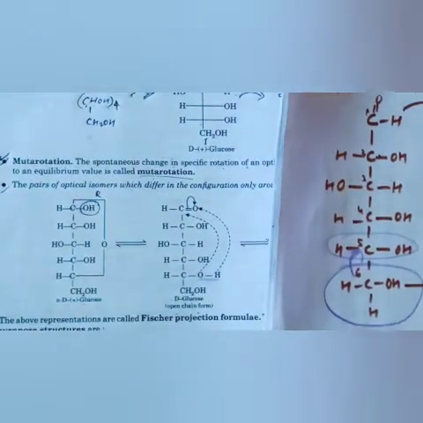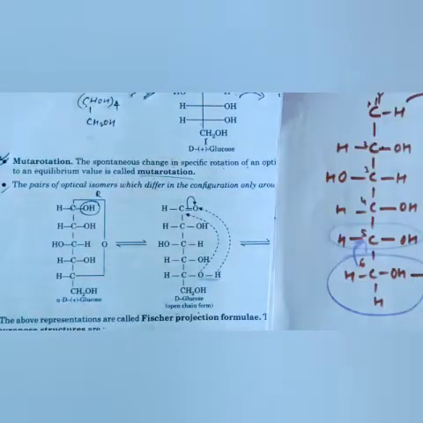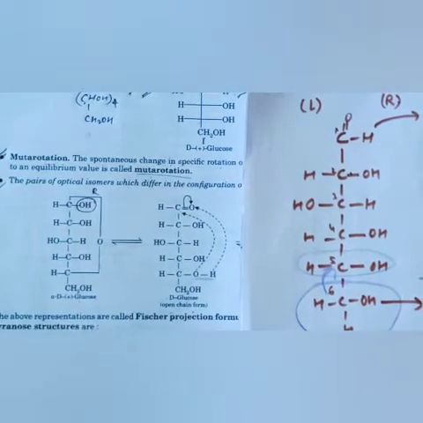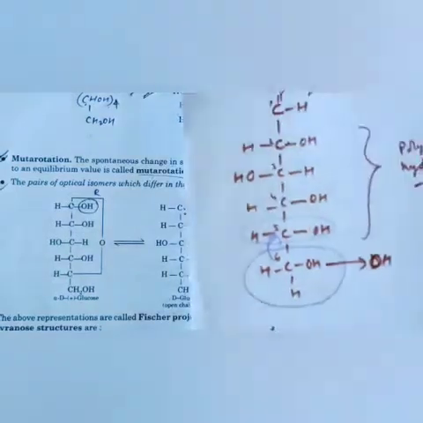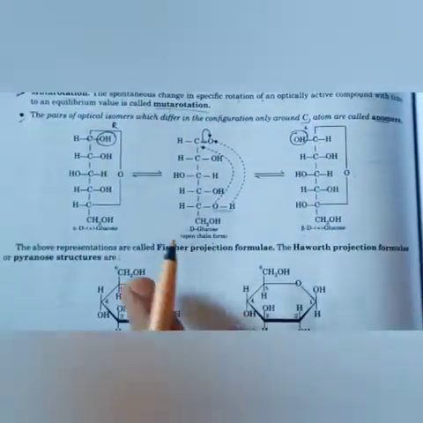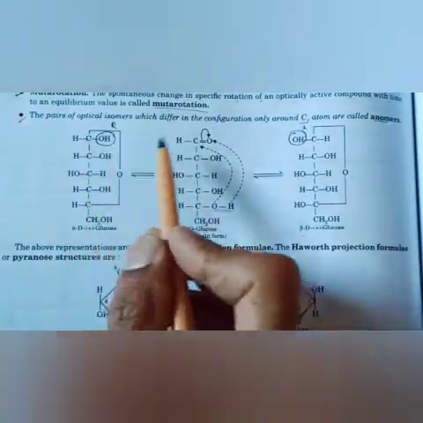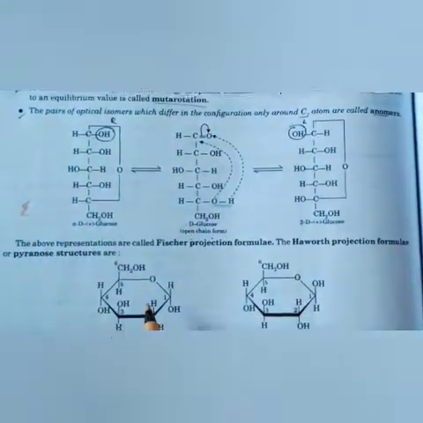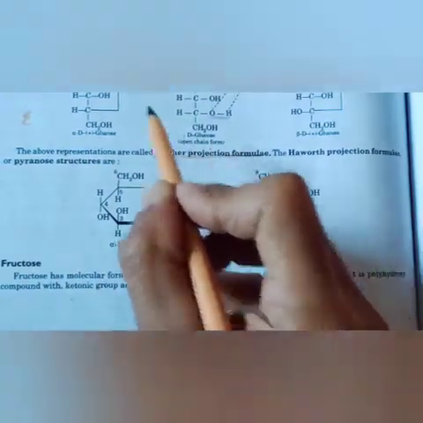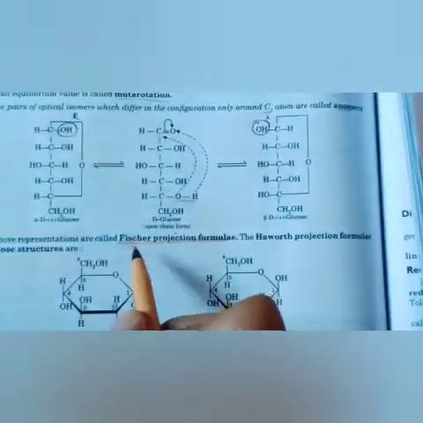Dear student, why I am taking this structure of glucose very seriously, because this question they are asking so many times, and you must know what this is. Okay, then this is the mutarotation where only one carbon, the first carbon, is rotating, and its hydroxide. Now the above representation is called the Fischer projection formula. This representation is called the Fischer projection formula.